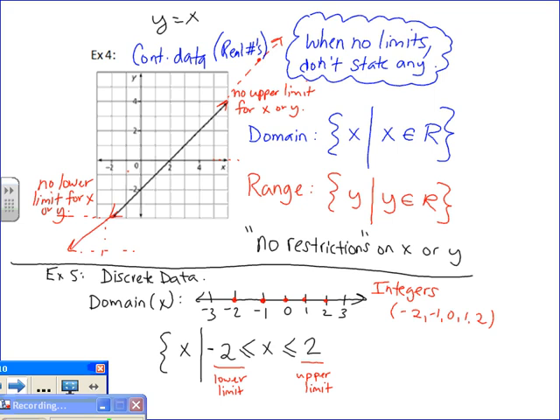Now I just have to say what kind of numbers these values are. x is a member of the integers, so we use a capital I here. This is why set notation is so great, because it tells me that this is discrete data. It tells me that x can be any integer between -2 and 2. So it gives me all the information I need.